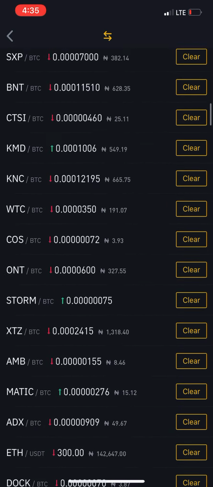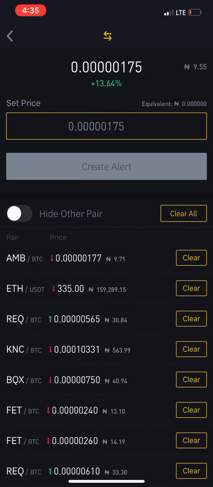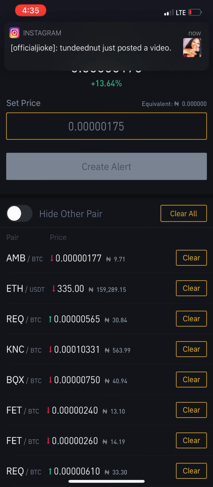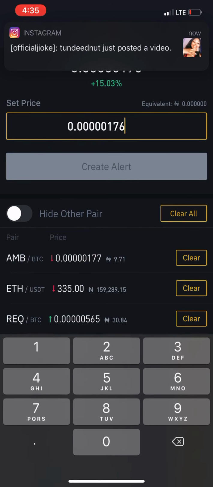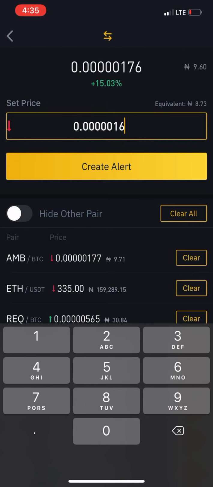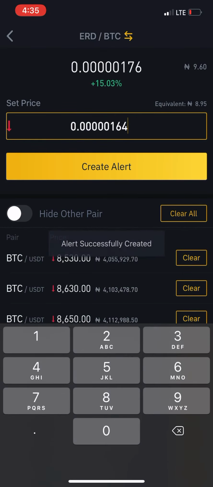Do you understand? Now I will come here. Remember that for anything you want the system to notify you about, you have to click on that particular pair, that particular coin. So I will come here and put 164. If I set 164, I will click create alert. You can see the alert was successfully created.